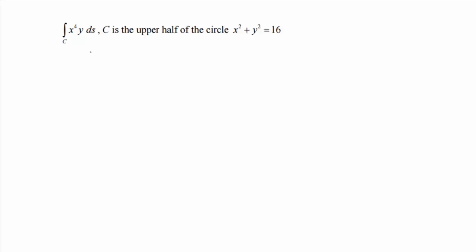Okay, so the generic formula then: the integral over C of little f ds is the integral from a to b, if you parameterize it, of f in terms of t this time, I'm leaving off the input, and then ds is the magnitude of r prime of t dt.